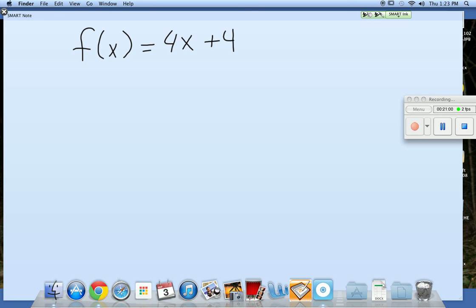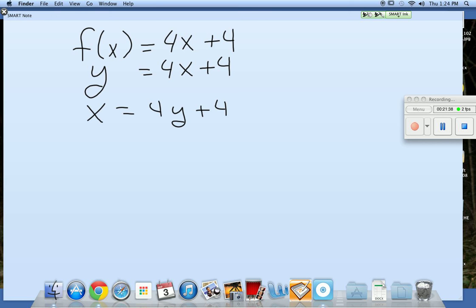What's the first thing we do here? We put y in for f of x, right? What's the next thing we do, Kaylee? We switch them around, right? Switch the x and y. x equals 4y plus 4. Now we solve for y, right? We put y by itself. When we solve for y, we set y equals something, right?